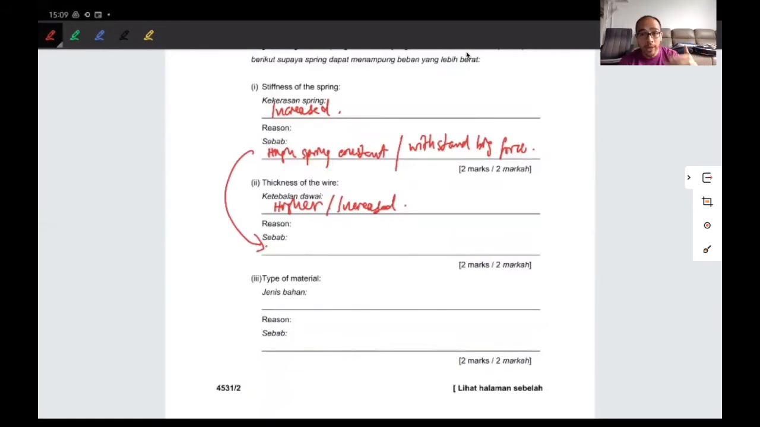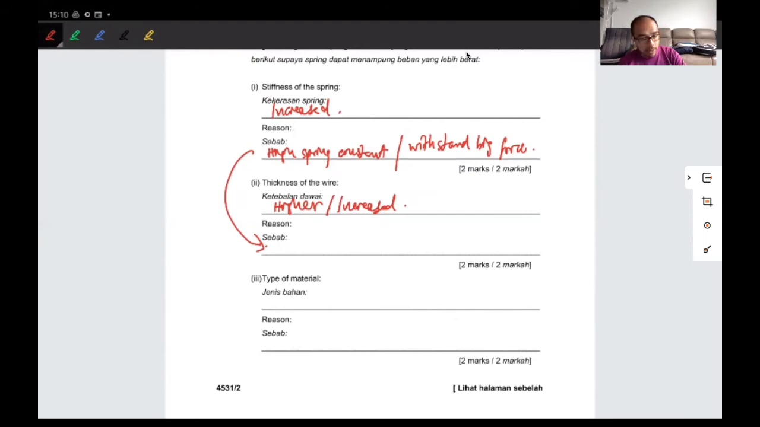Is it okay to put the same reason for another question? Totally fine, no problem. But the reason must make sense. Don't say the thickness of the wire should be higher because it's lighter. No, that doesn't make sense. You can say high spring constant, you can say withstand big force, no problem.